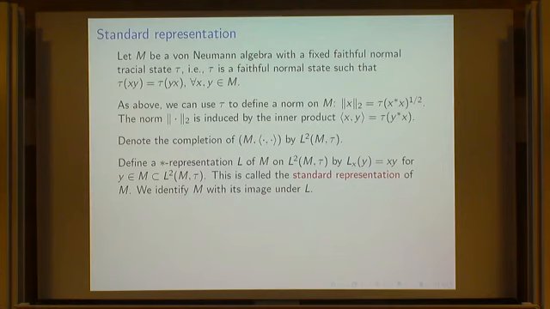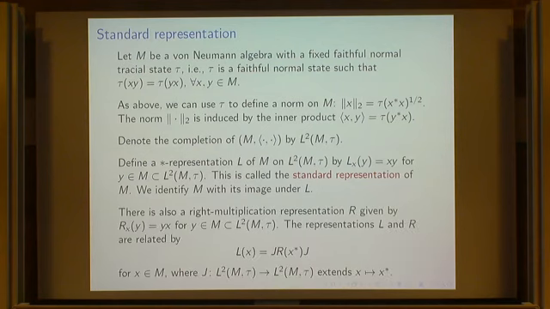L2 of M contains M as a subspace. This is called the standard representation. And of course, this left multiplication representation has a partner, the right multiplication representation. And they're related by this formula, where J is the extension of the involution. Right? We can take adjoints of operators. That extends to an antilinear unitary operator.